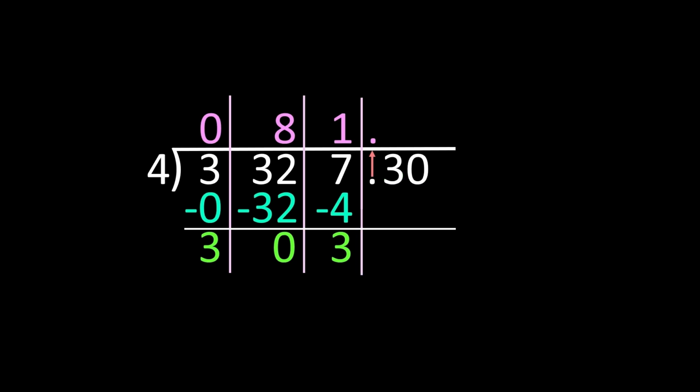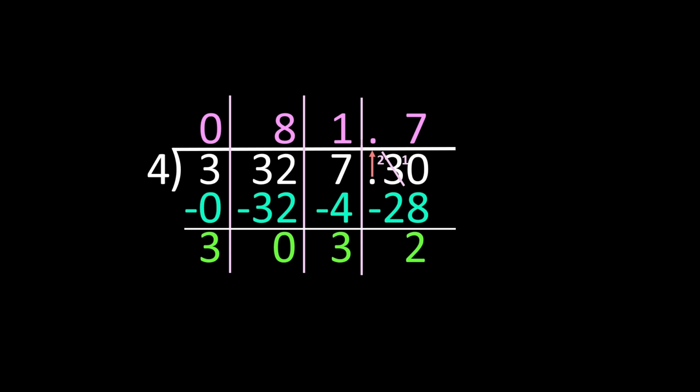Now I'm ready to bring that 3 up into this section of my problem. So I'll have 30 divided by 4. 30 divided by 4 is 7. 7 times 4 is 28. And 30 minus 28 is 2, or you can show your regrouping step here to do your subtraction.